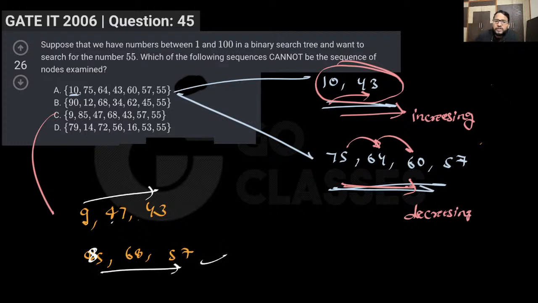That's fine, but once you get the 47, there is no chance that you can get 43. So that's why C is the wrong answer, right? Now let's just see D.